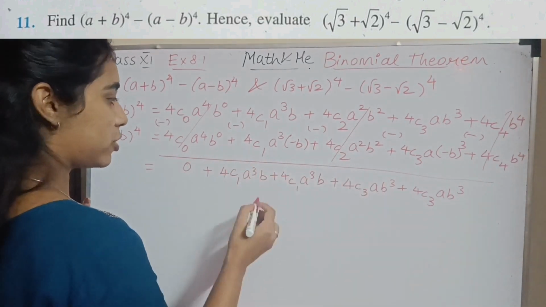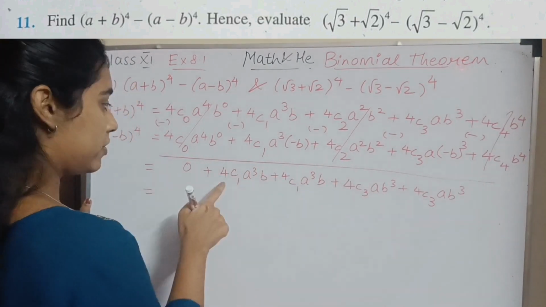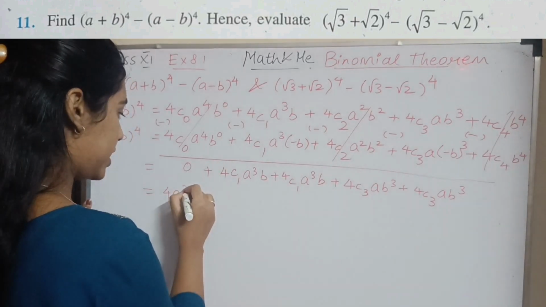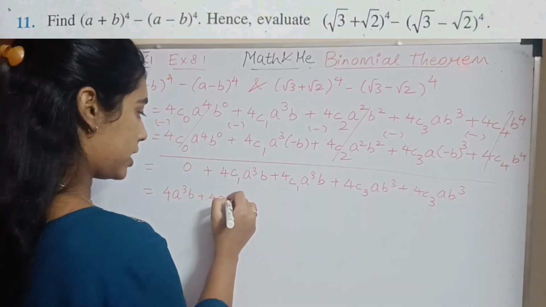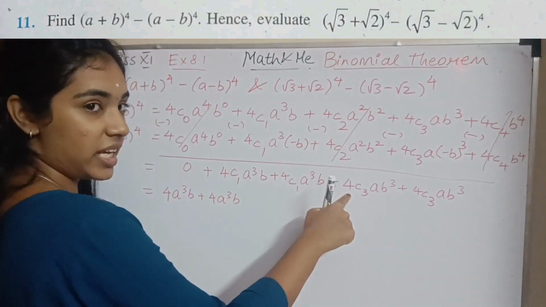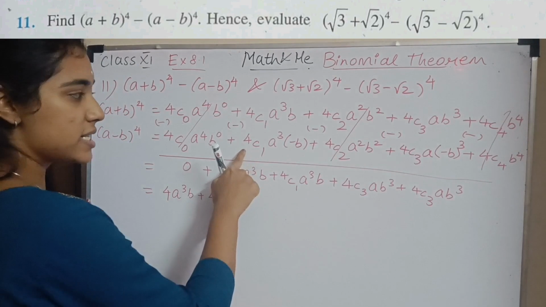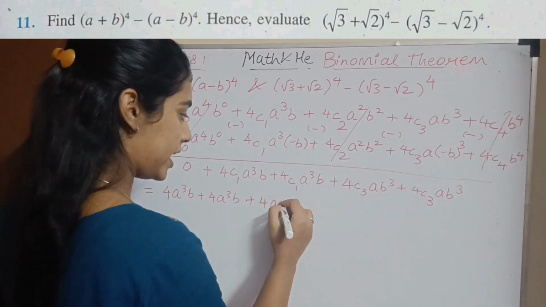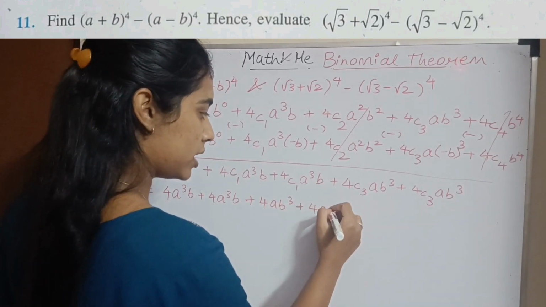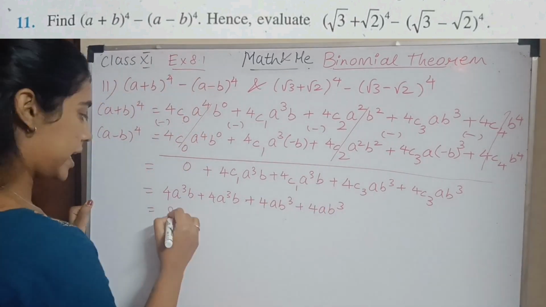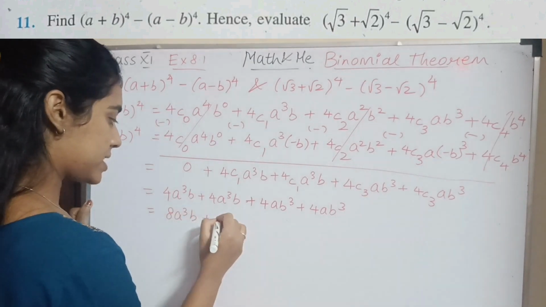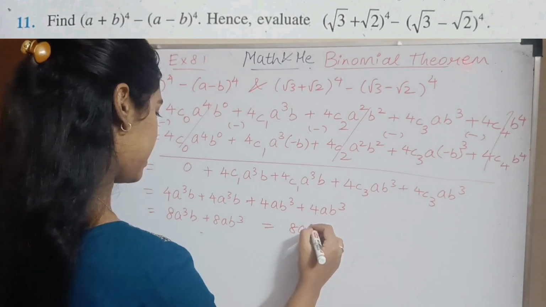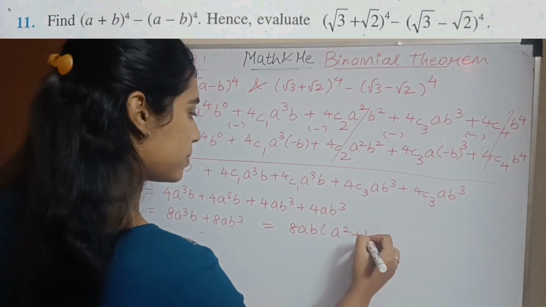So what happens when I try to split all this? So I have 4c1, and nc1 is n. So it is 4 a cube b plus 4 a cube b. What is 4c3? 4c3 and 4c1 are equal. Second term and second last term are equal, which is also 4 ab cube plus 4 ab cube. So what do I have? 8 a cube b plus 8 ab cube. To further simplify, I can take 8 ab outside.